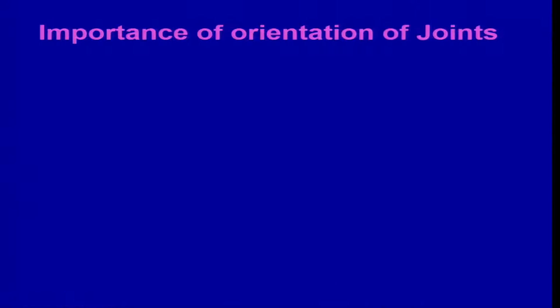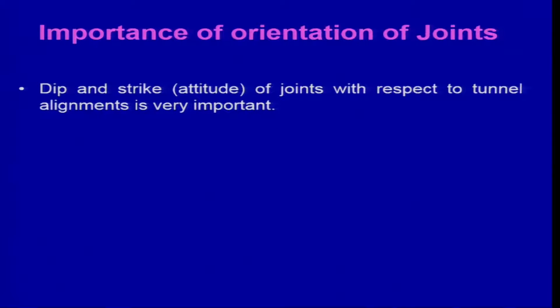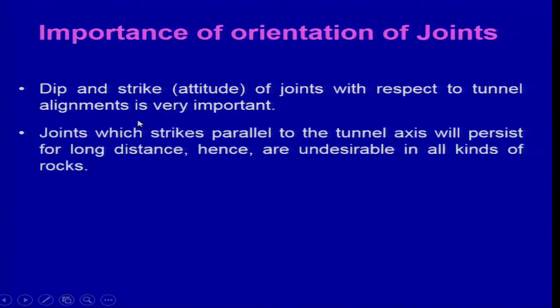So the orientation of the joint is extremely important. Dip and strike, that is the attitude, is important for all structures, like folds, joints or faults. This we need to know, and it is very important with respect to the tunnel alignment, because it will help us decide how the tunnel should be aligned.